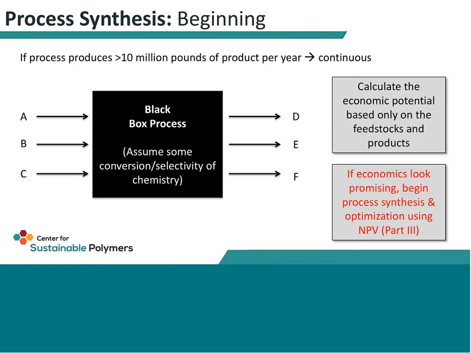So the way to begin is the way Jim Douglas and Lanny actually both think, which is where do you start? You have to figure out what scale you're working at. If you're over 10 million pounds of product per year, you're going to be a continuous process. And you want to be large because you get economy of scale.